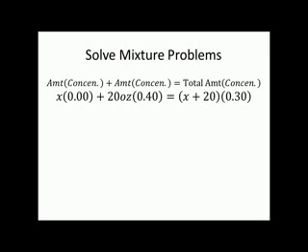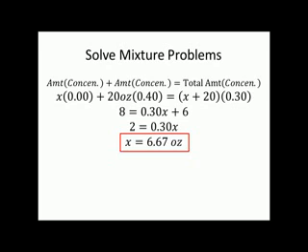So now we're just going to solve this equation for x. Like I said, that whole first term goes away. X times 0 is 0. 20 times 0.40 gives me the 8, and I distribute the 0.30 into the expression x plus 20. Move the 6 over and divide by the 0.30. We find out that we need 6.67 ounces of pure water to mix with that 40% muriatic acid. My answer is boxed in just like it should be on your homework.